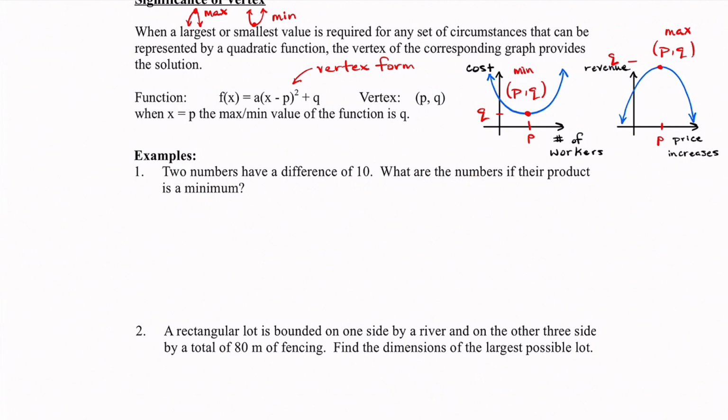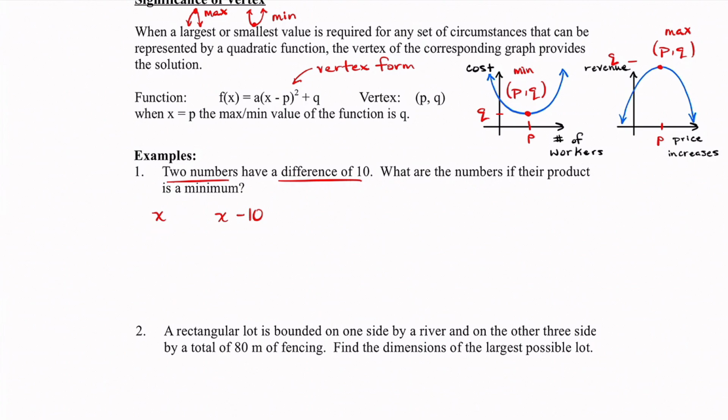So if we have two numbers, and they have a difference of 10, if I had one number as, say, an x, and the other one has a difference of 10, that tells me that it's only 10 off of my first number. So it could be, say, x minus 10. Now you could get different answers for this.